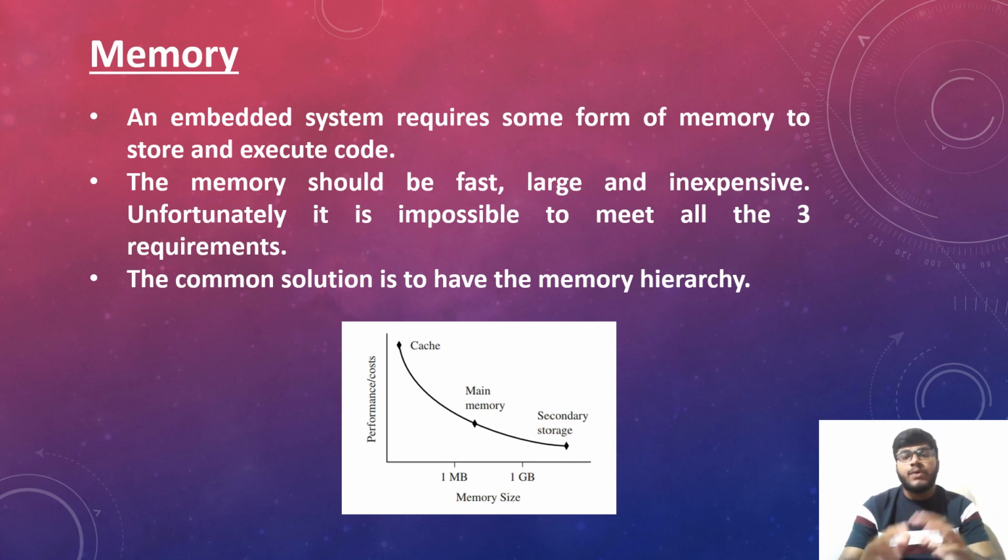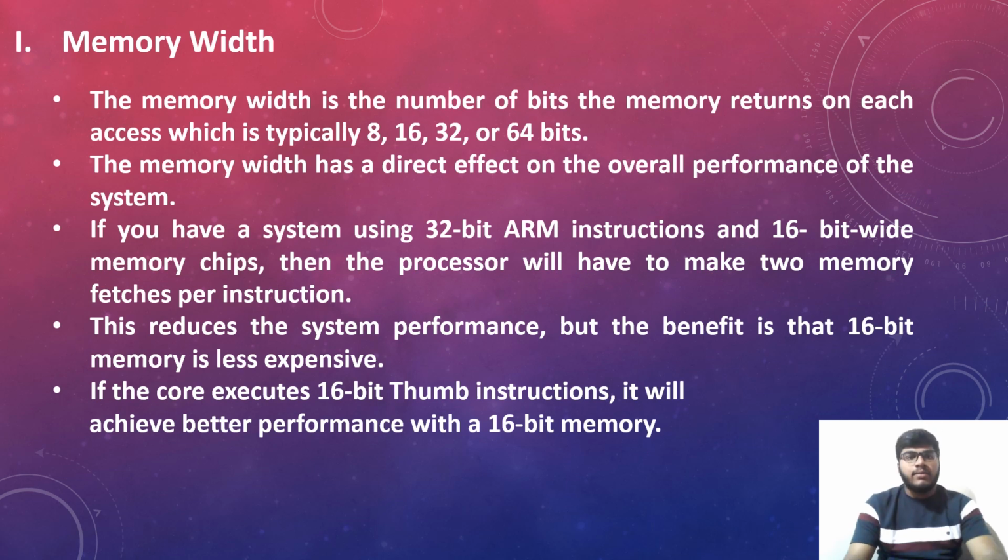An embedded system requires some form of memory to store and execute the code, whereas the data or the code can be stored in a place called memory in an embedded system. The memory should be fast, large, and inexpensive. Unfortunately, it is impossible to meet all three requirements. The common solution is to have a memory hierarchy. The memory hierarchy is given in the following figure, and the performance and memory size graph is shown in the figure.